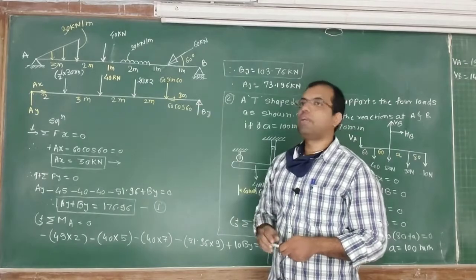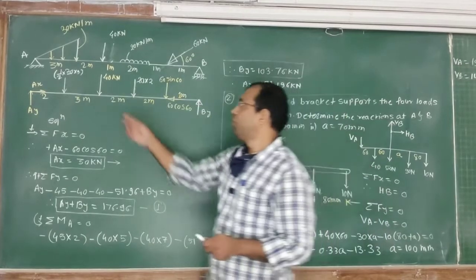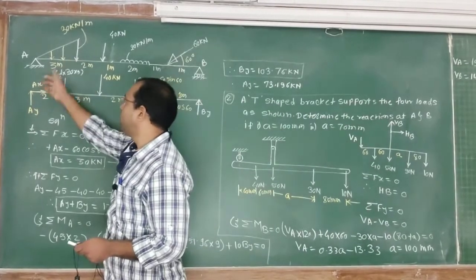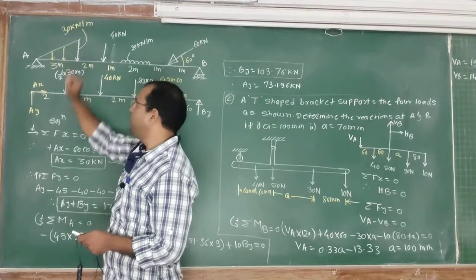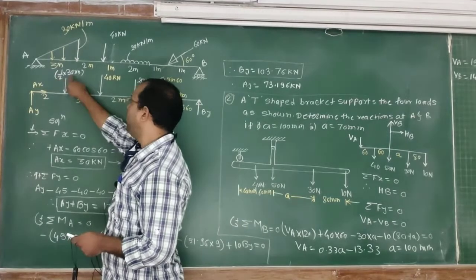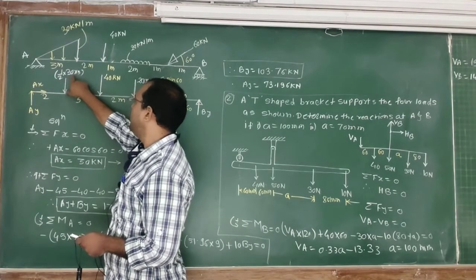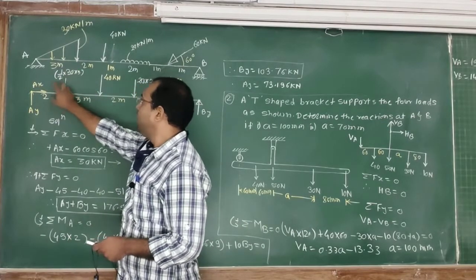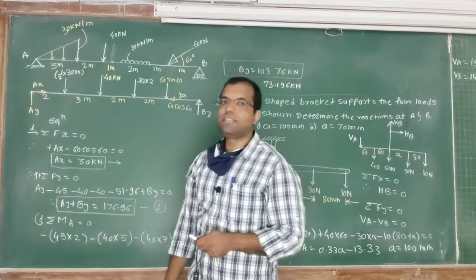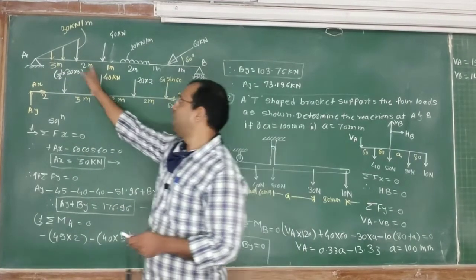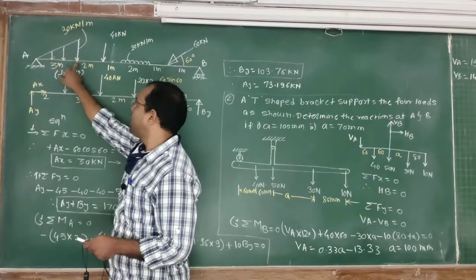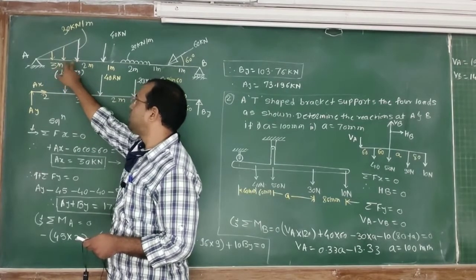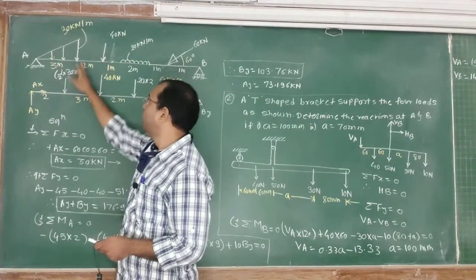So what is the area of triangle? 1/2 base into height. So particularly for this type of loading, the base is 3 meter and the height is 30 kilonewton per meter. So 1/2 into 3 into 30, and it is acting always at a distance of L by 3 from the right angle side. So this right angle side is here and it is acting at a distance of L by 3. This is 3 divided by 3, that is 1 meter from this end.